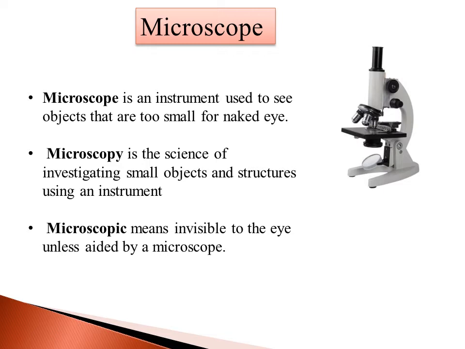The word microscope is related to another term, that is microscopy. The microscopy is the science of investigating small objects and structures using an instrument, and the instrument is microscope. The word microscopy is derived from two words that are micro and scopy. Micro means small and scopy means to view. So microscopy means to view small things or objects.